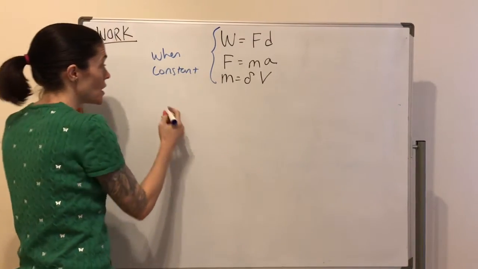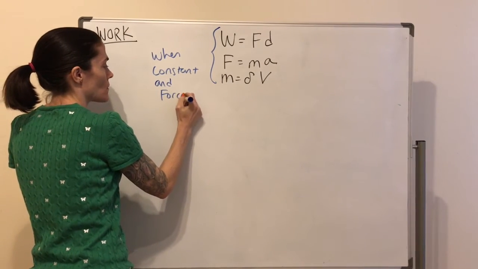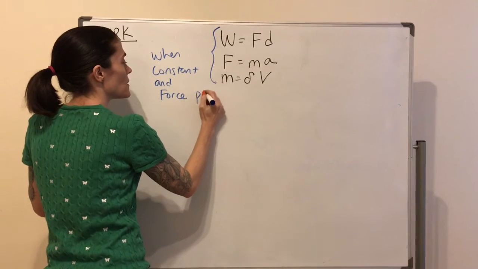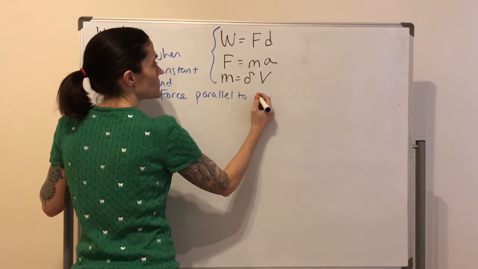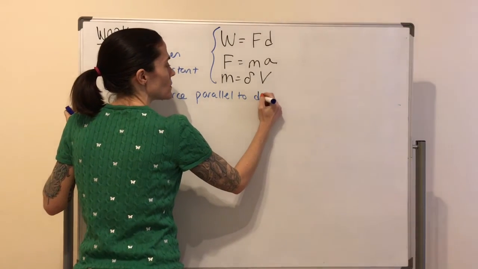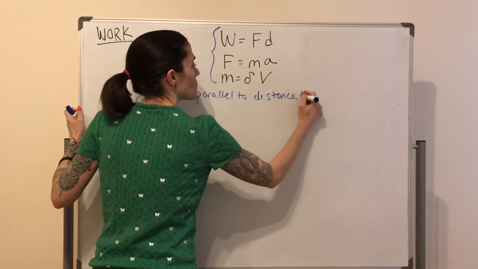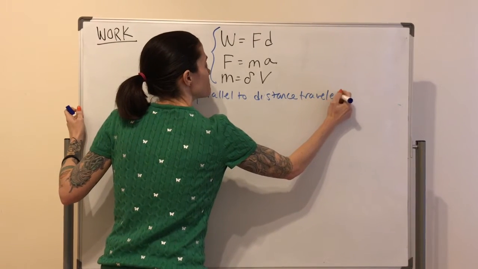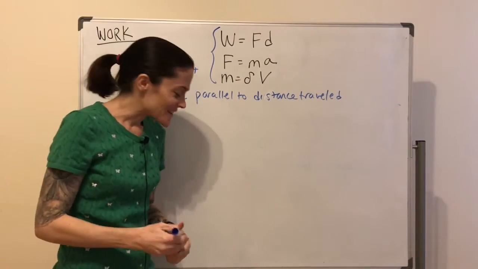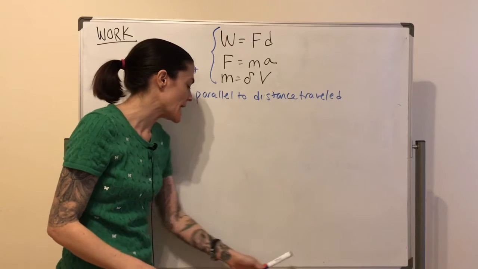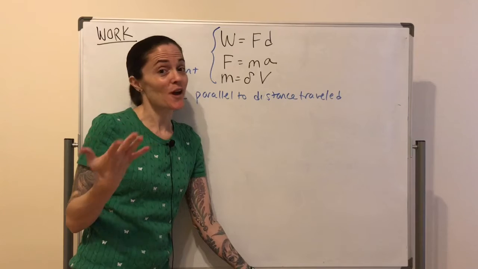first equation, you need that the force is parallel to the distance that's traveled. Like this, okay. Then you just multiply all these quantities. And the calculus comes into play when things are not all constant.